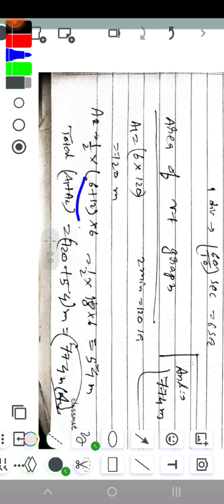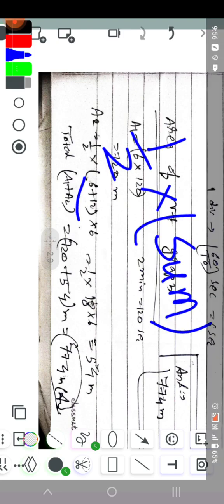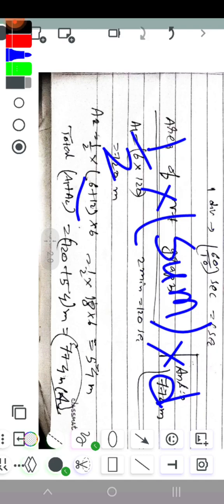I'm telling it again, what is the area of a trapezium formula? Half into the sum of parallel sides into the perpendicular distance between the parallel sides.